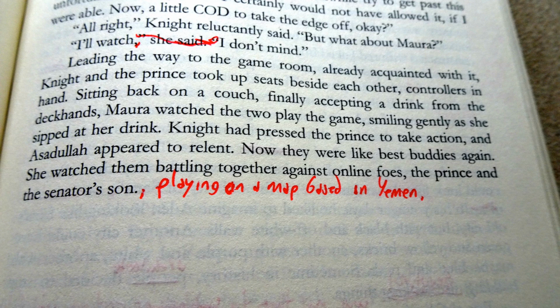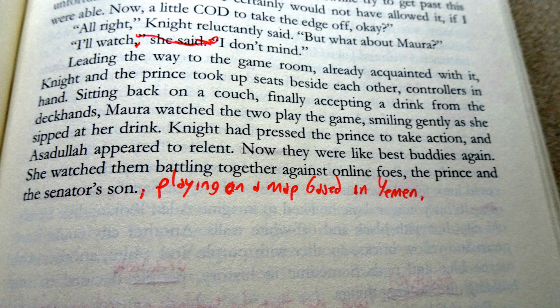I found out there was an online map in that game that is based in Yemen. This was perfect because in just a few chapters, Asajala, the Saudi prince, is going to declare war on Yemen. So right here, Trevor and the prince are playing a video game based in Yemen, based on the actual Call of Duty game that was out at that time. It's foreshadowing in a way, that the prince is going to launch a real war in Yemen in the coming days. I really like that foreshadowing here, and also how it fits that this was the actual Call of Duty game out at the time.